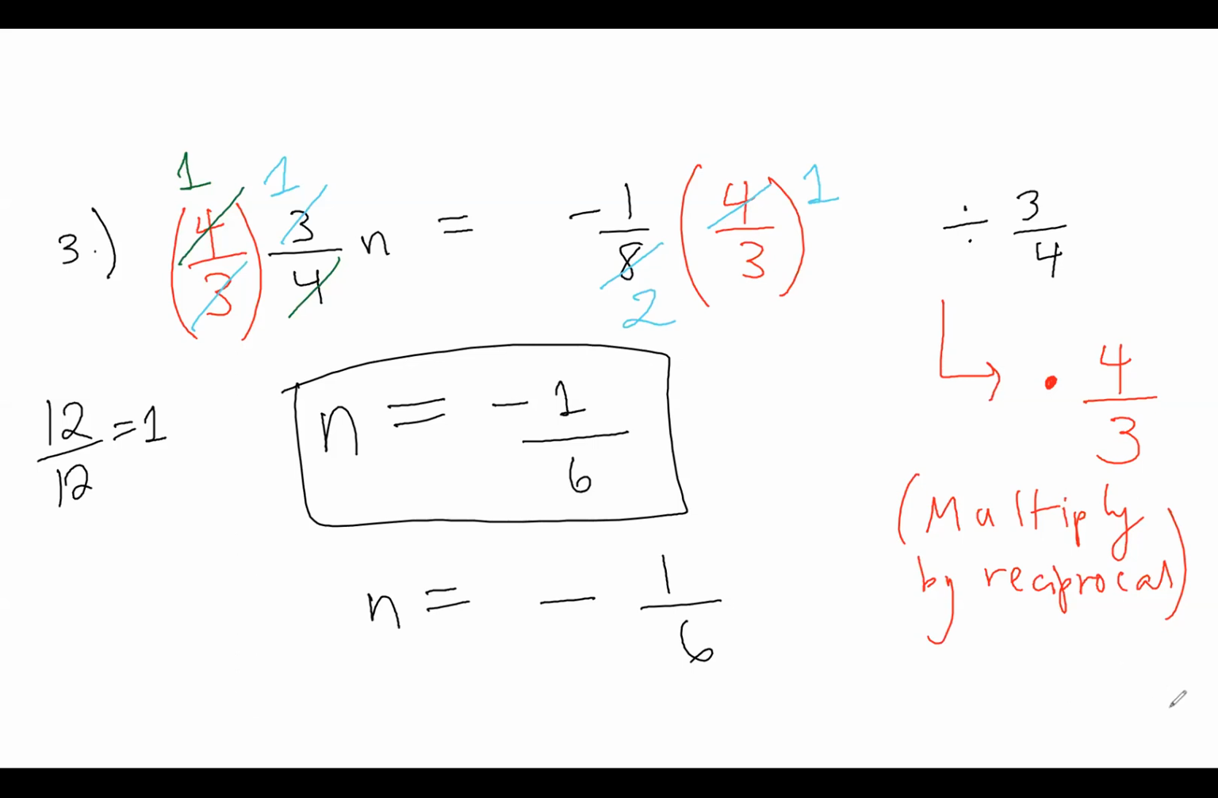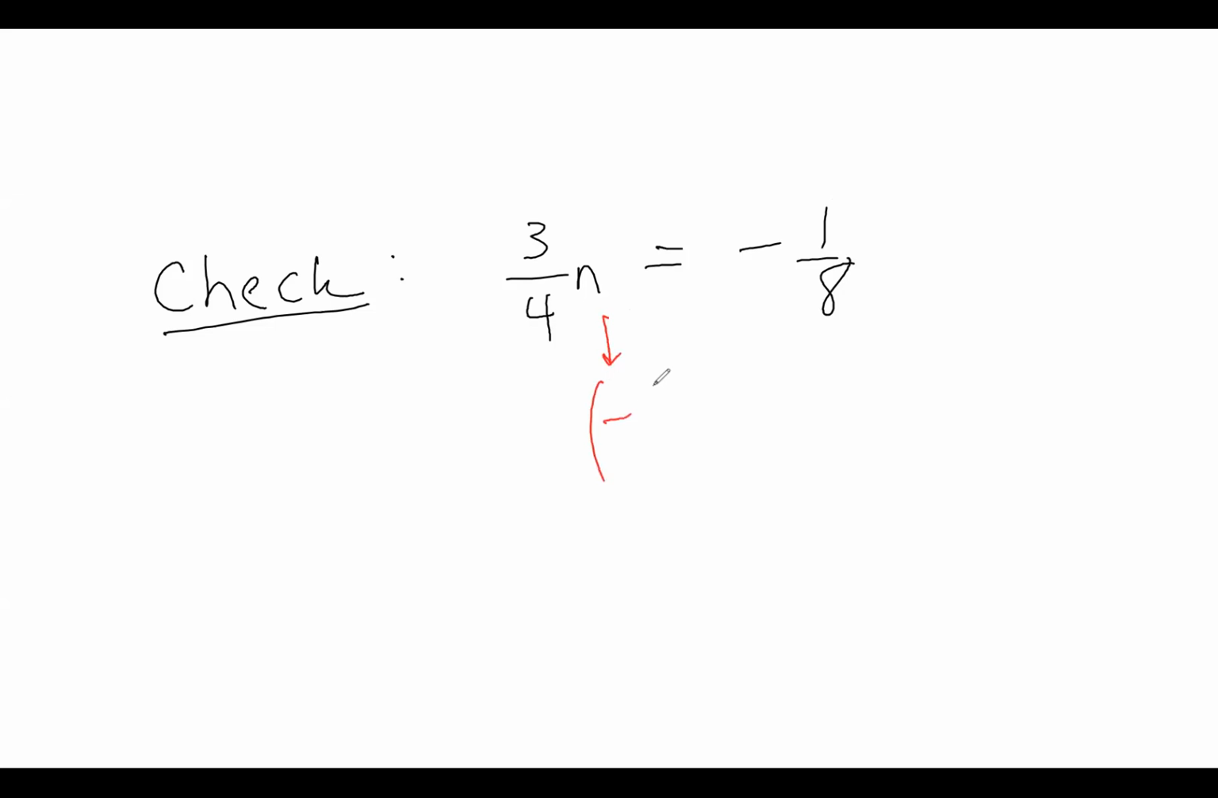And let's finally check our answer. So I'm moving to another blank page to do that. So we're going to check our solution. Check. So I'm copying down the original problem, 3/4 n equals -1/8. The solution we got for n was -1/6. So now I'm writing 3/4 times -1/6 equals -1/8. And now I'm going to simplify over here on the left side, 3/4 times -1/6.